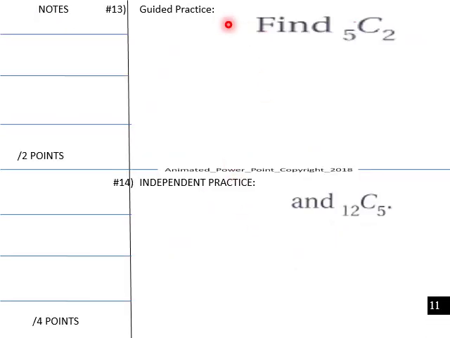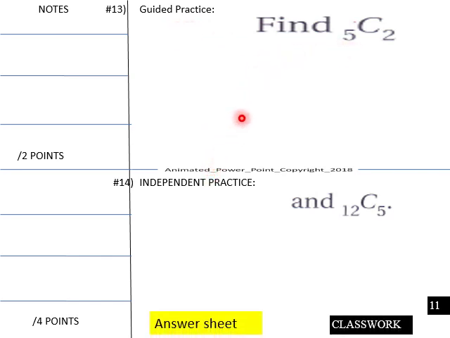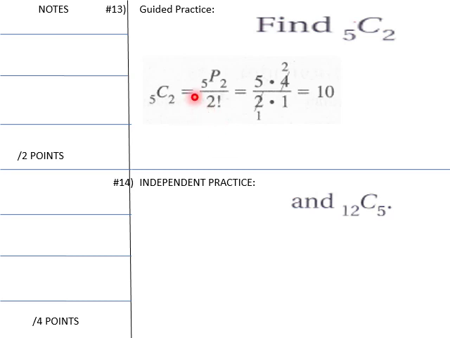So going into our guided practice here, find 5c2. Down here is 12c5. We're going to do this one now, 5c2. So 5c2 will be 5p2 over 2 factorial. So our 4 factorial will cancel with our 2 factorial, with the 1 down here and 2 up here. So we have 5 times 2, which will be 10 over 1. So it would be 10. 5c2 would be 10.